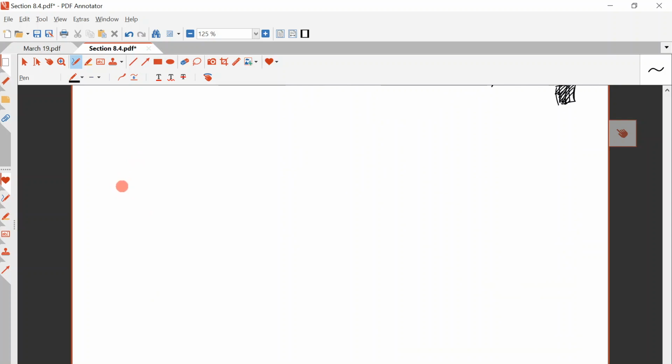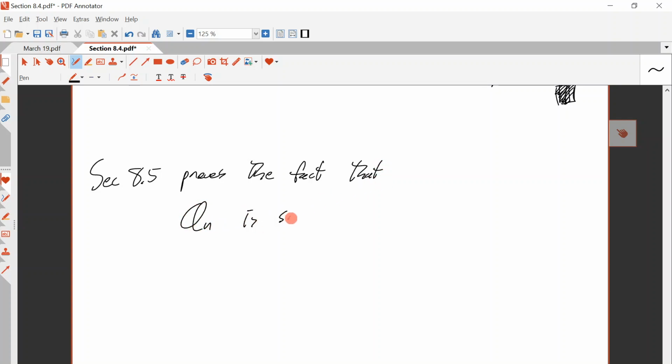Section 8.5 proves the fact that A_n is simple for n bigger than or equal to 5. So the alternating subgroup of the symmetric group is simple for n bigger than or equal to 5. For n equal to 4, it's not the case. So that's the topic of section 8.5.